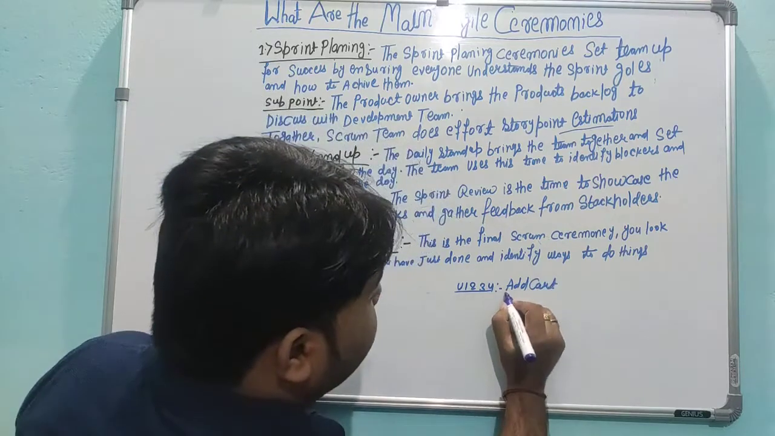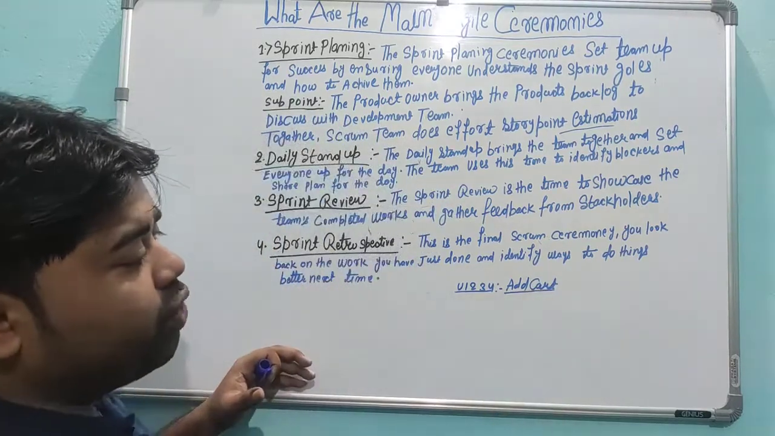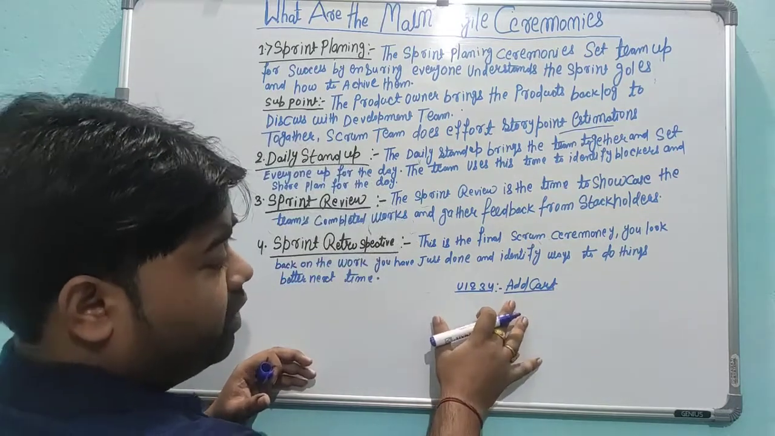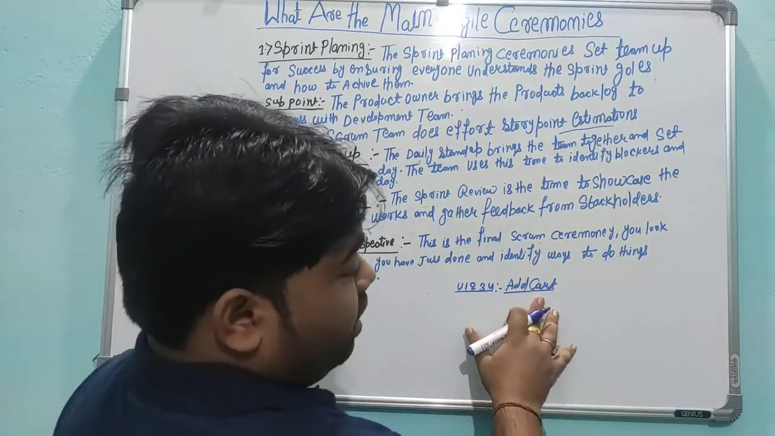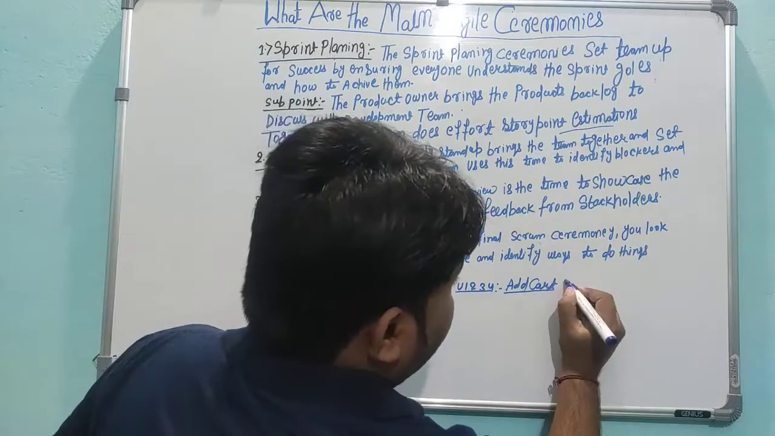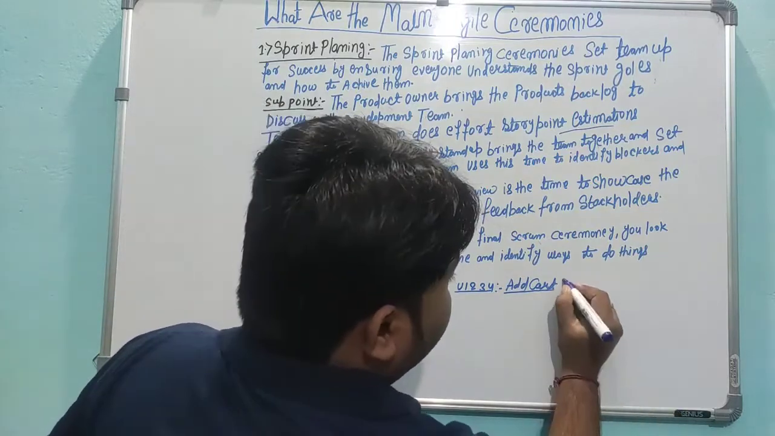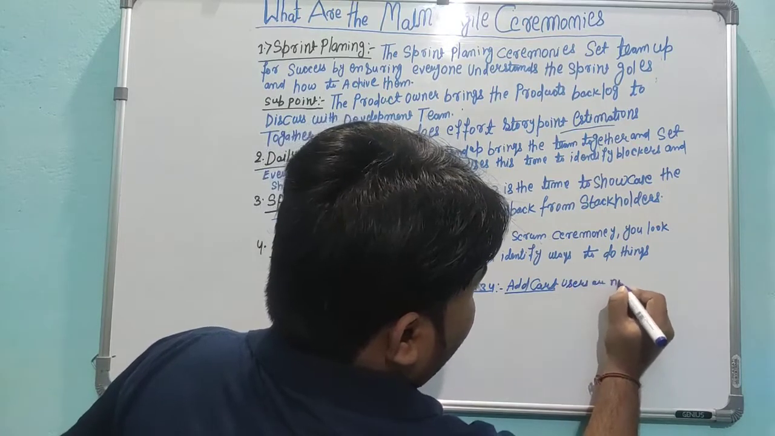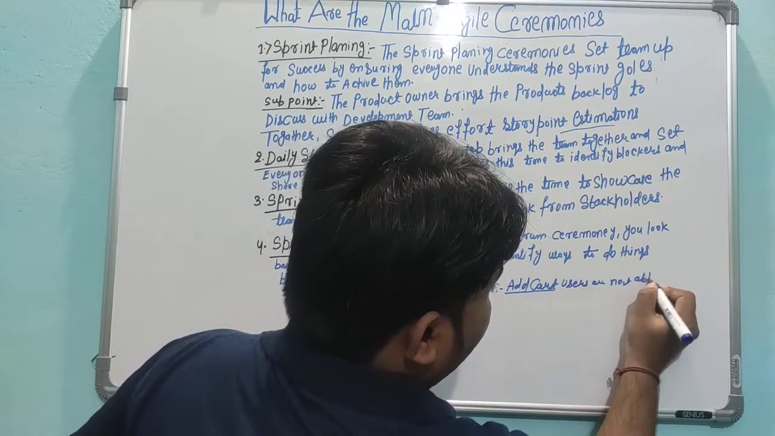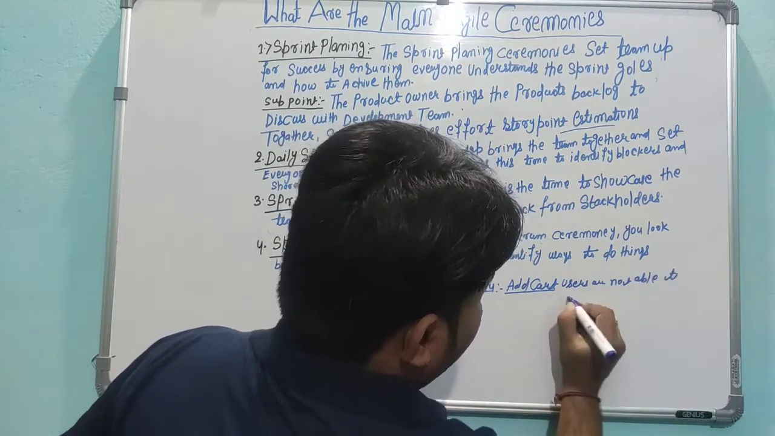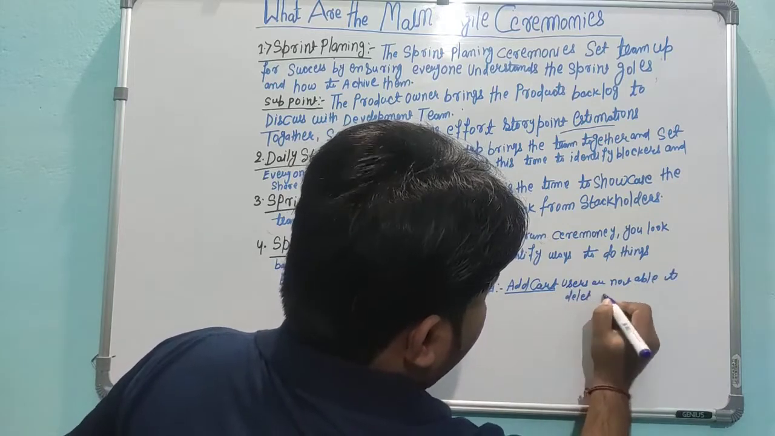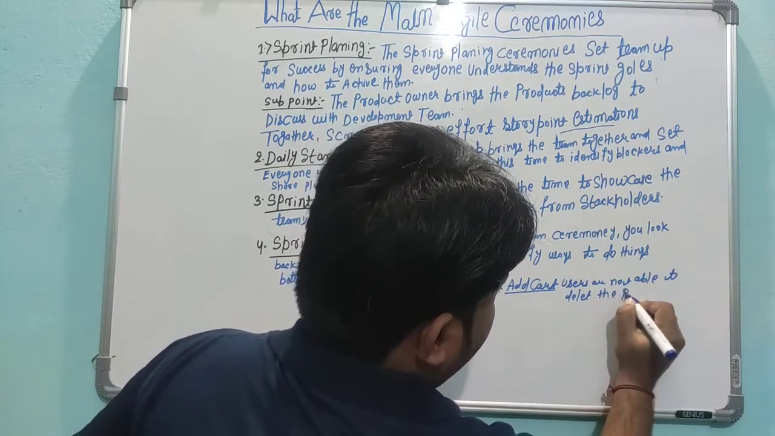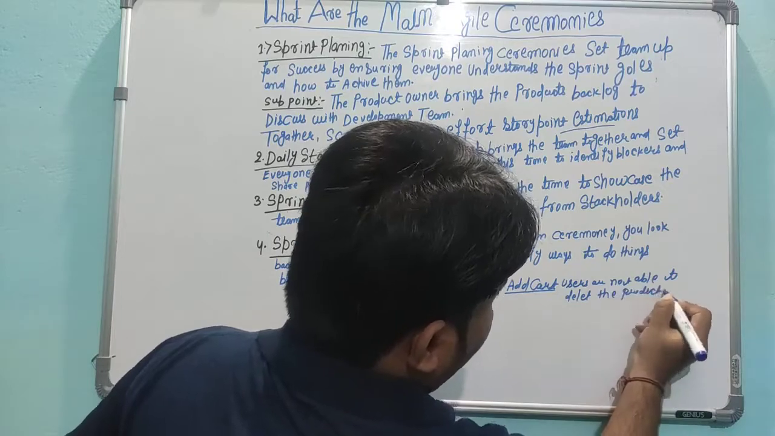So what is the defect we have? I'm just going to give one defect. We have an add cart defect, like users are not able to delete the product. Okay, this is the defect.